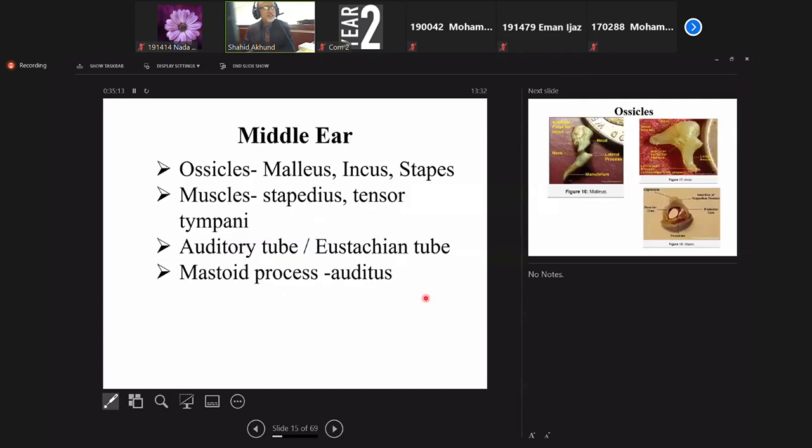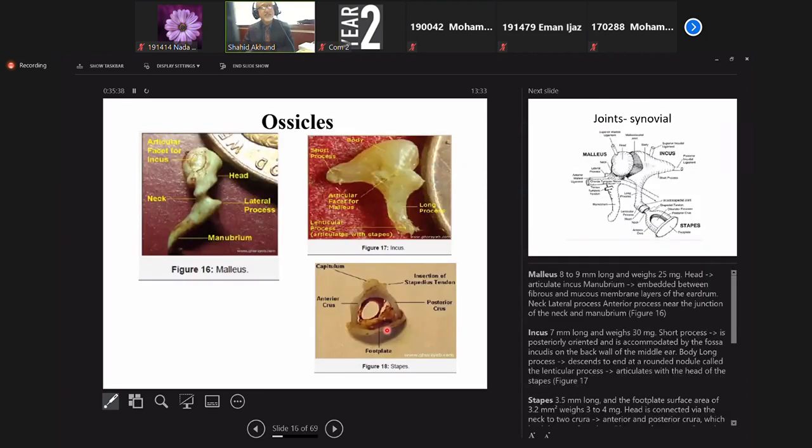All right, let's look at the middle ear. It contains what? We'll see the ossicles, which are bones. We'll see the muscles, and we see the extensions of the middle ear cavity. Now, what are the extensions? We will see the auditory tube or eustachian tube and the mastoid aditus, which is taking us to the mastoid process air cells.